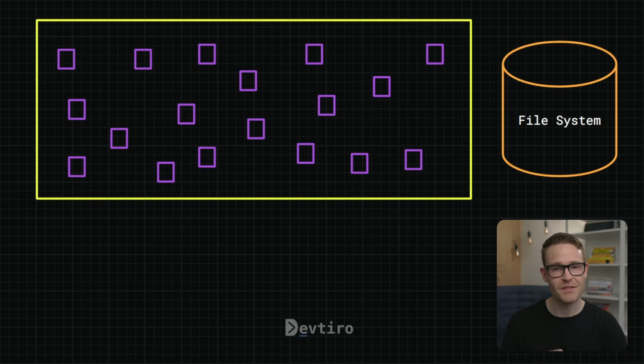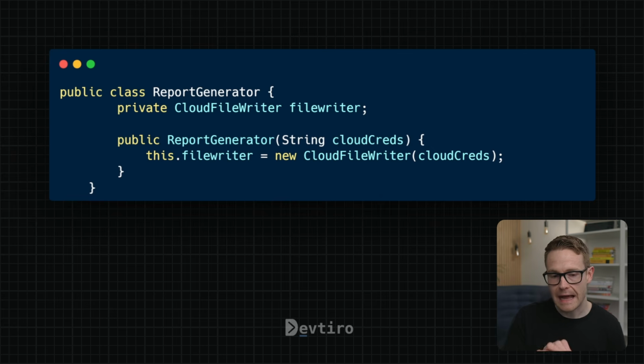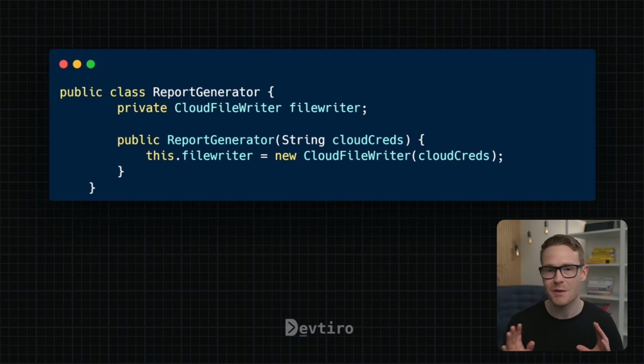And that's not even the worst bit. Here we can see that the CloudFileWriter class needs cloud credentials when we create a new one. So we're having to pass in the cloud credentials to the ReportGenerator constructor. Now, if the ReportGenerator was layers and layers deep in the code base, we would have to pass the cloud credentials through loads of different classes that have nothing to do with saving files in the cloud. What we have here is a mess and it's unmaintainable, but the good news is that it's a solved problem.